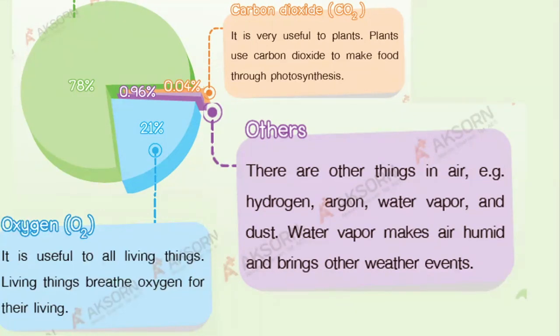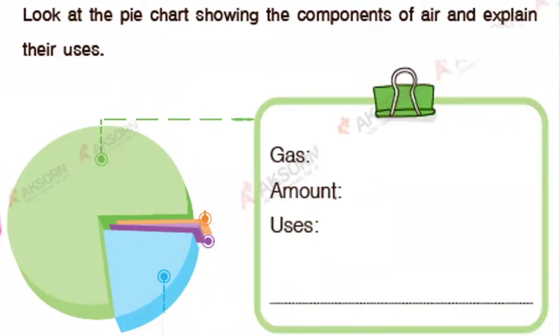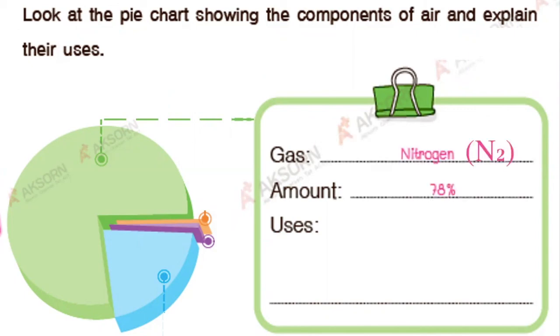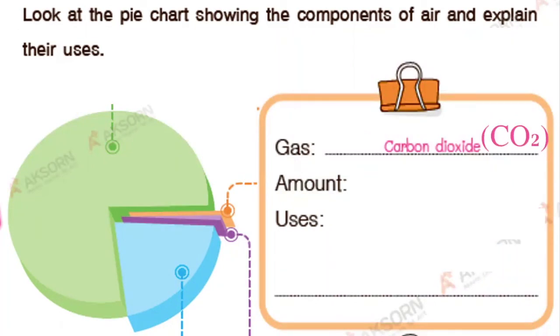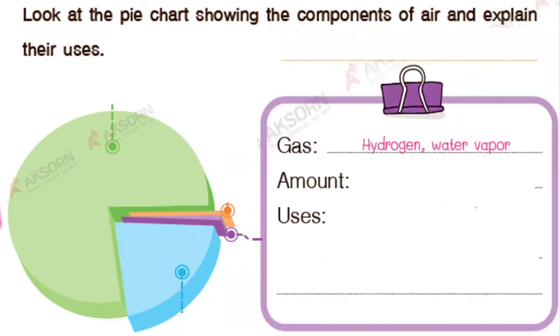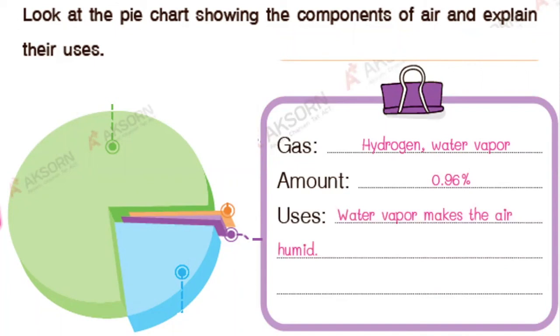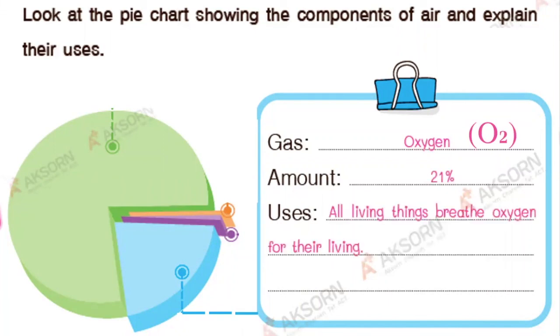Then we watched one more video about how important air is, and we did some exercises on page 116. We looked at the pie chart and explained everything they asked from us. We found nitrogen in our air, that it's 78%. We explained the uses of nitrogen. Also, we discovered carbon dioxide, that it's 0.04%. We explained that plants use carbon dioxide to make food. We found other gases like hydrogen and water vapor, less than 1%. And we found that water vapor makes the air humid. And 21% is our important gas for living things, oxygen, O2.